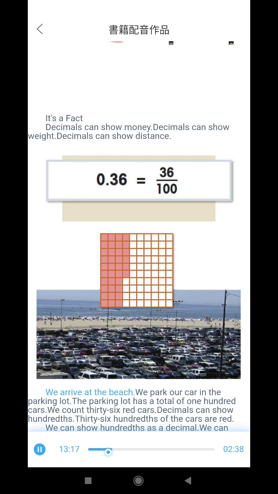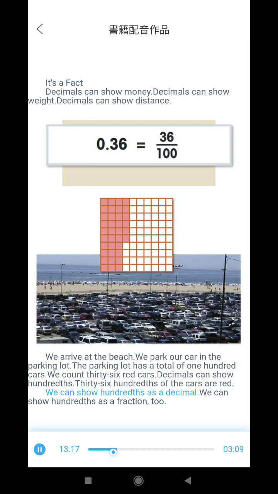We arrive at the beach. We park our car in the parking lot. The parking lot has a total of 100 cars. We count 36 red cars. Decimals can show hundredths. 36 hundredths of the cars are red. We can show hundredths as a decimal. We can show hundredths as a fraction too.